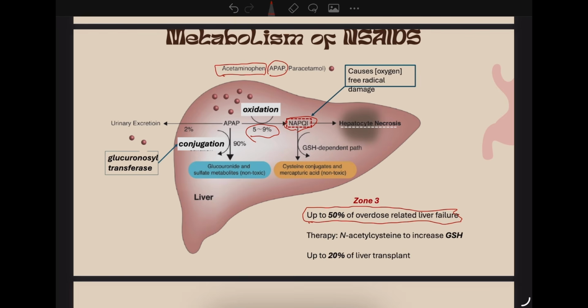By the way, which zone is affected? It's zone 3, of course. Because, as we said, the first thing that gets affected is zone 3 because it has low blood supply and low nutrients, low everything. What's the possible solution? Giving N-acetylcysteine to increase glutathione. Because if you have lots of this, it will neutralize the free radicals even more and more, ending up with no damage.